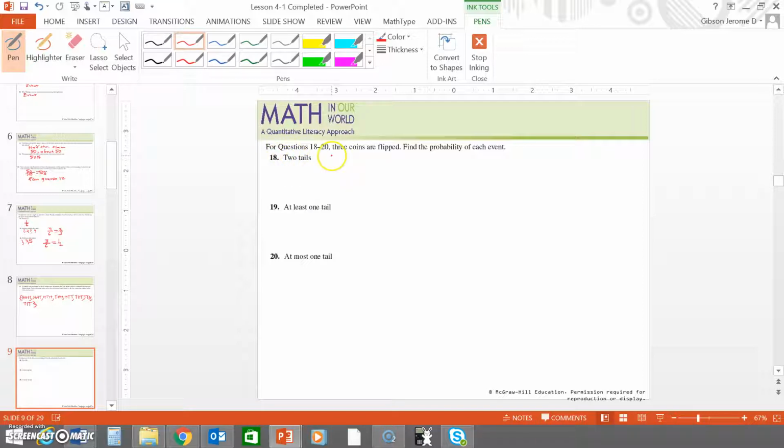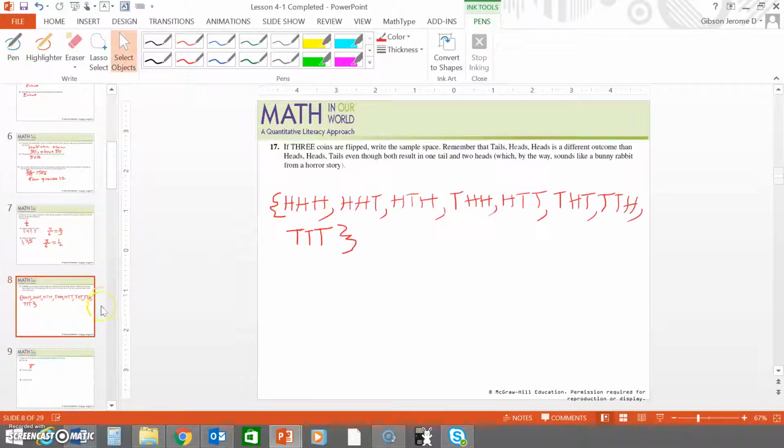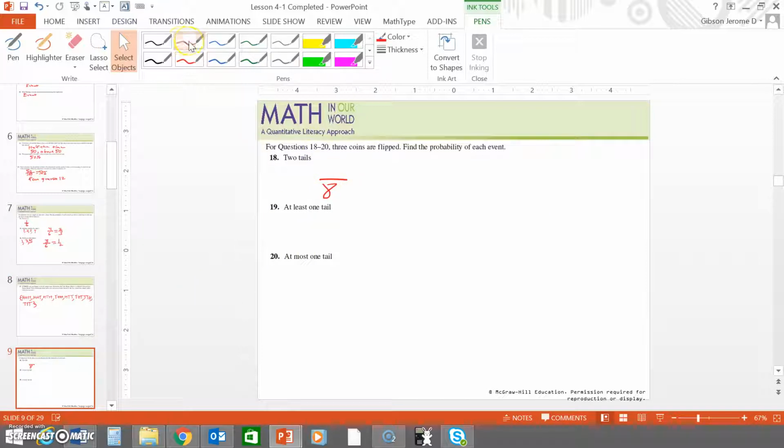Okay, now it said for questions 18 through 20, 3 coins are flipped. Find the probability of each event. Now, first of all, we know all possible outcomes is 8 different possible outcomes. Okay, now we ask ourselves, what if we had 2 tails? We'll go back here and we will look for each one of these that has 2 tails. Let's see, we have 1, 2, 3. We have 3 out of 8 that has 2 tails. So this will give us 3/8.